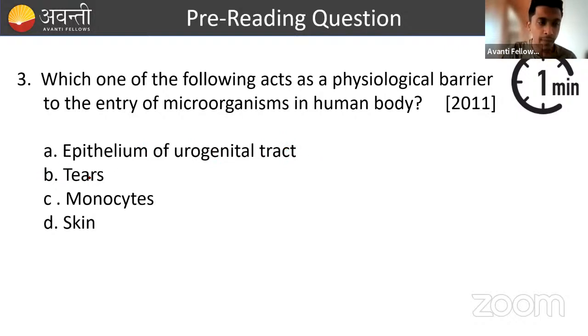Next is option B, the tears, right? The tears that are produced in the lacrimal glands have a composition that is antimicrobial in nature, and the pH also is antimicrobial. So tears are an example of a physiological barrier. Monocytes are an example of cellular barriers, and skin is also an example of a physical barrier. So our answer for this question is option B, tears, which is an example of a physiological barrier.